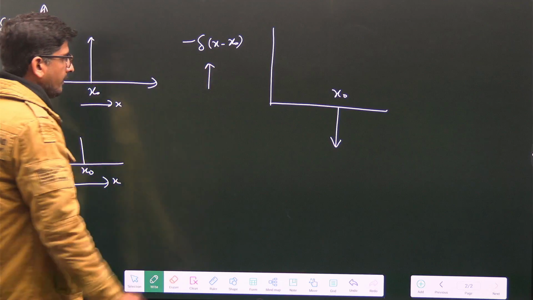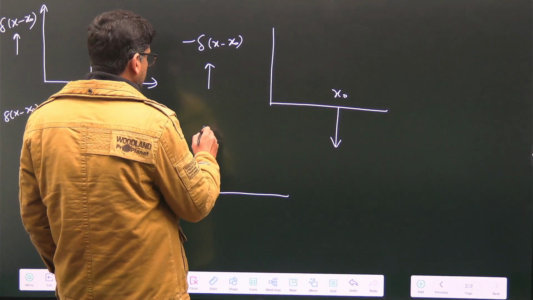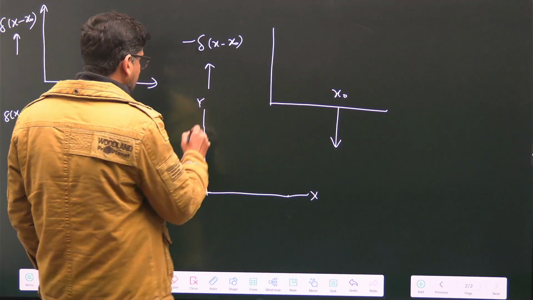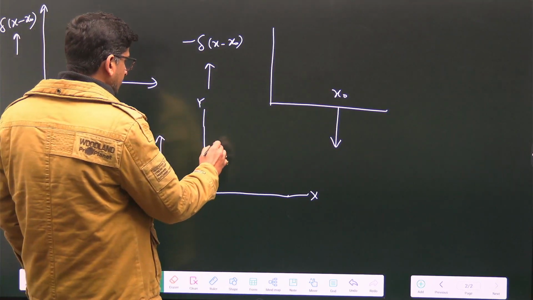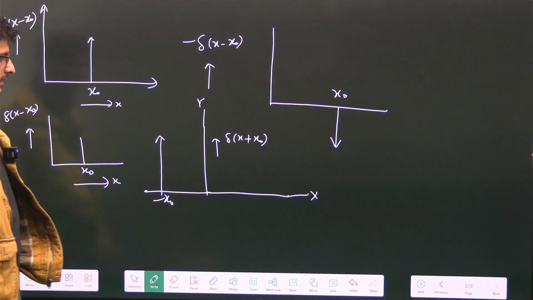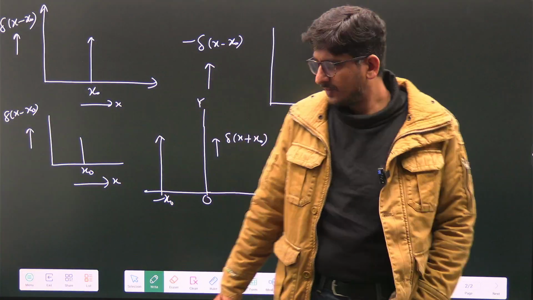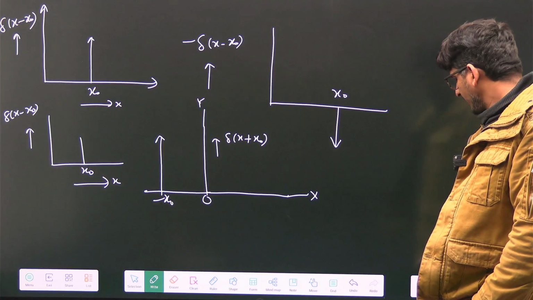And if I write delta (x plus x naught), then this is x-axis, this is y-axis, and this is the location of the delta function. तो ये सारे रिप्रेजेंटेशन हो गए. नाउ कमिंग टू, ठीक है भाई, समझ आ रहा है सबको ना? नाउ कमिंग टू द डेरिवेटिव्स.